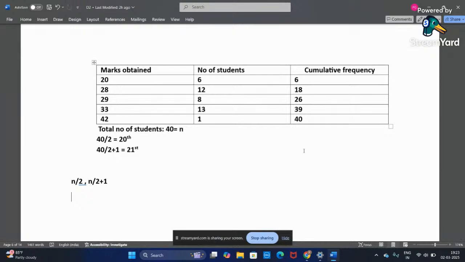Okay. Having any doubt? Response? Having any doubt?